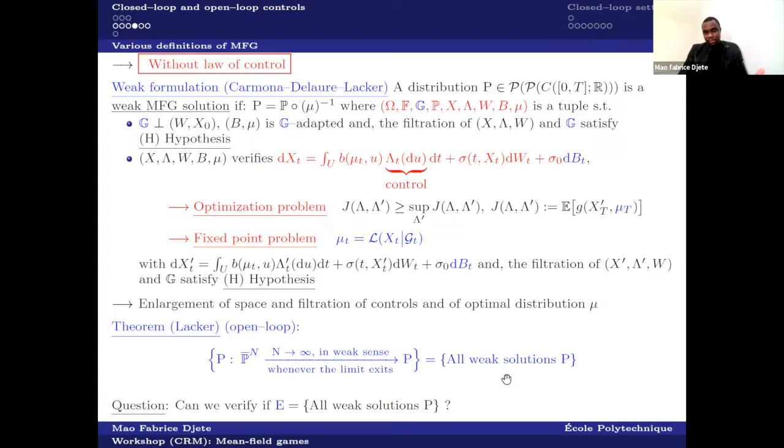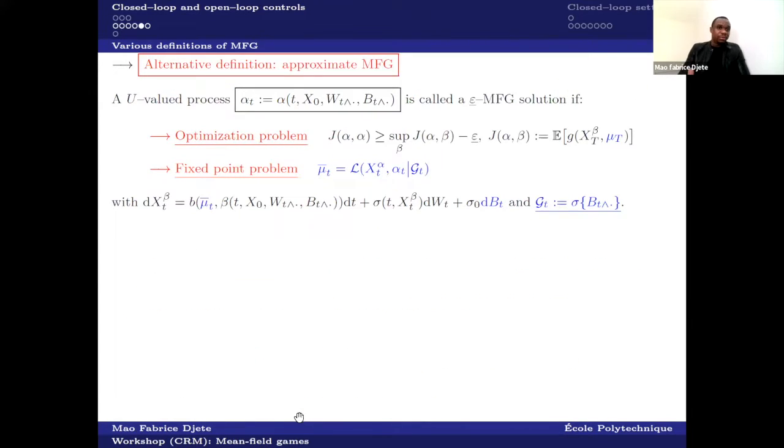If you think about the weak solution I just presented here, there is one tricky part I mentioned, which is the H hypothesis. It's a pain to deal with. And there is a nice way to avoid using this, and that will allow us to answer this question.